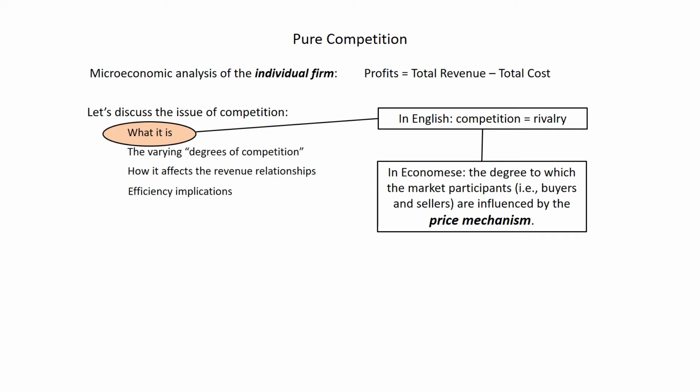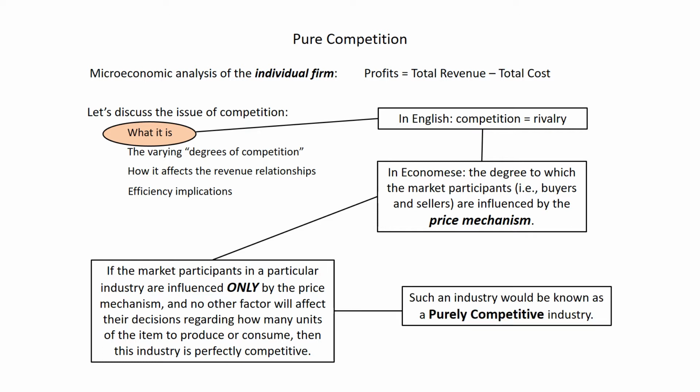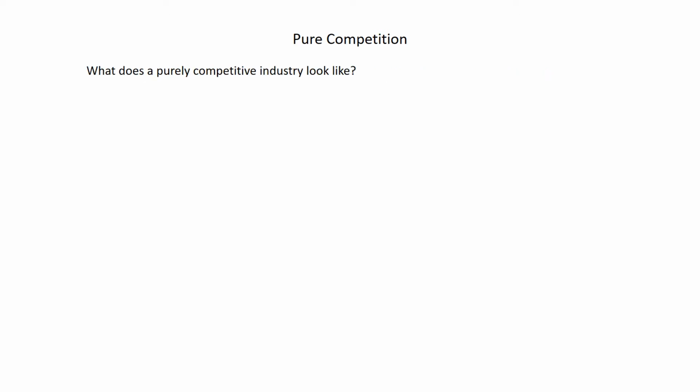Competition refers to the degree to which market participants are influenced by the price mechanism. If the market participants in a particular industry are influenced only by the price mechanism, and no other factor will affect their decisions regarding how many units of the item to produce or consume, then this industry is perfectly competitive. Such an industry would be known as a purely competitive industry. What does a purely competitive industry look like? One where the only force influencing the behavior of market participants is the price mechanism.